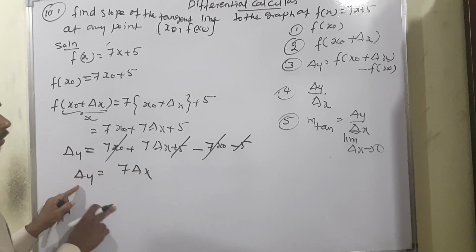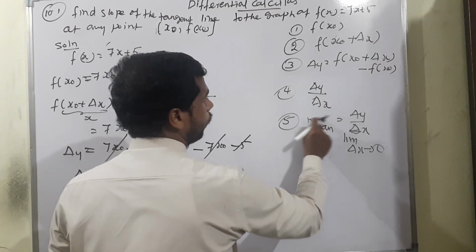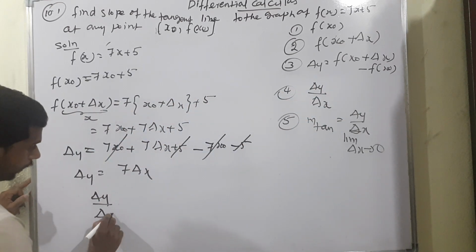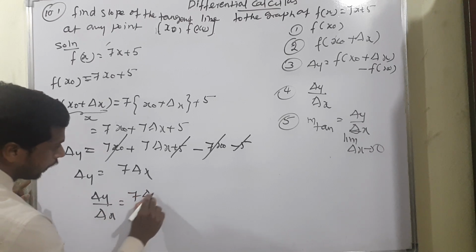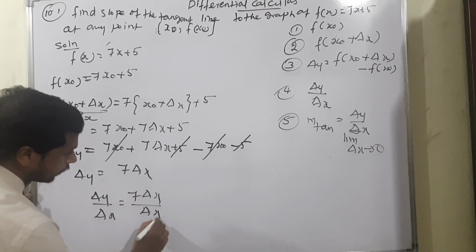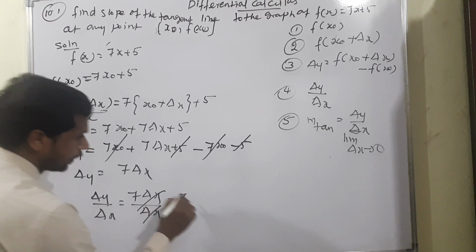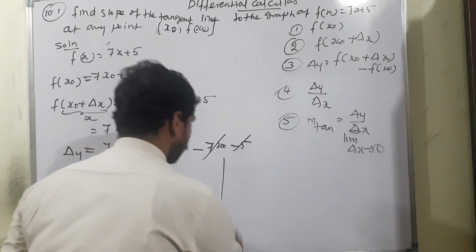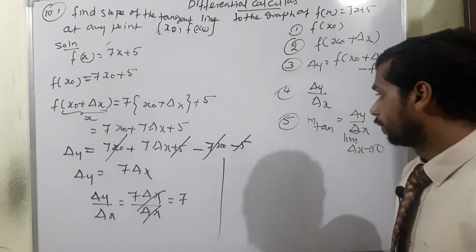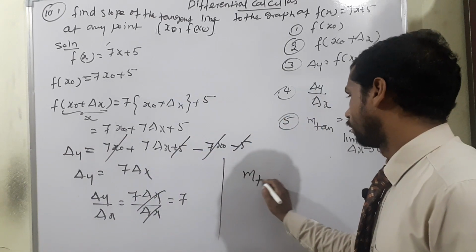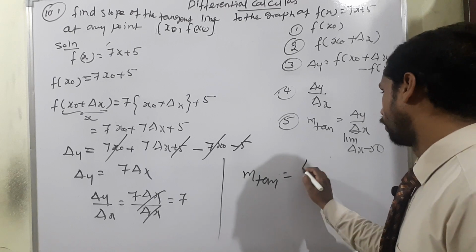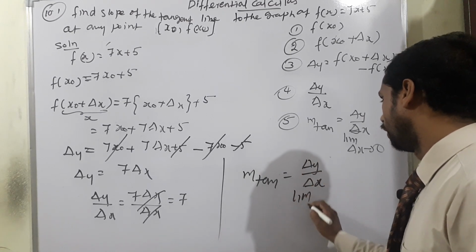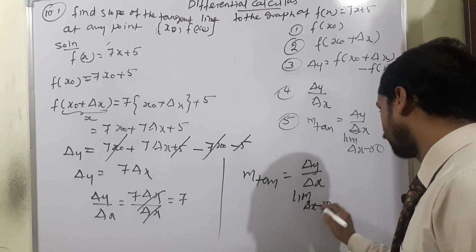After getting the y value, we just have to apply del y divided by del x. So the fourth condition: del y divided by del x is equal to 7 del x divided by del x. So del x cancels, and the value is 7. The final one, slope of the tangent. Therefore the formula we apply: m tangent is equal to del y divided by del x, where the limit is considered for del x tends to 0.